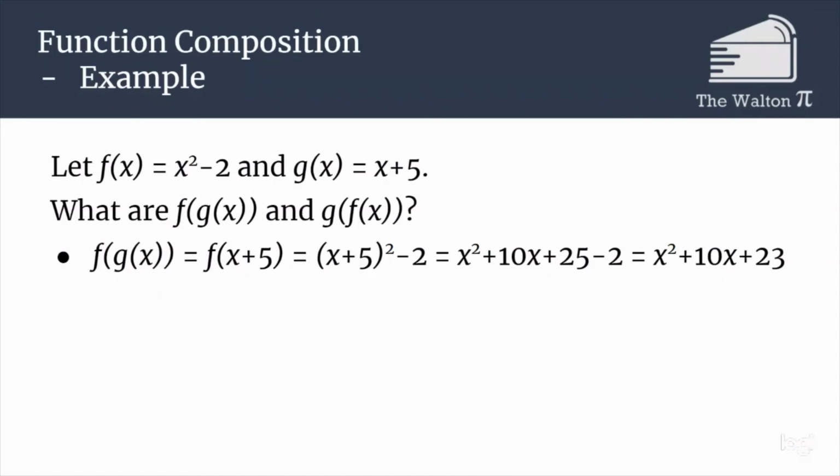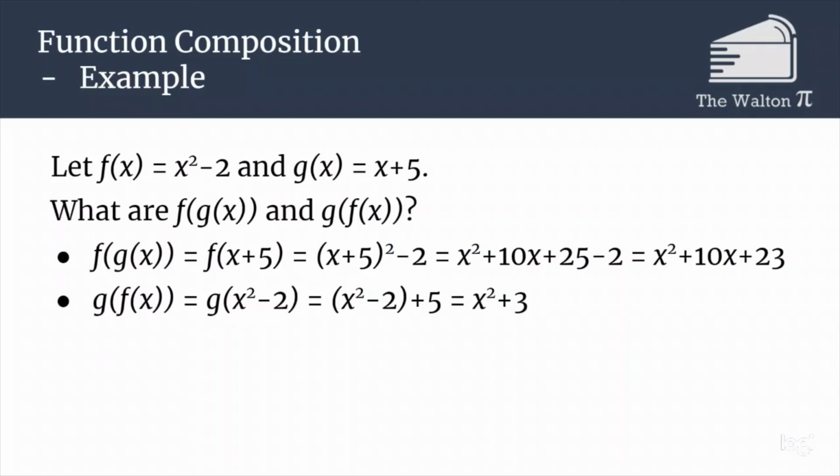Let's now look at what g of f of x is. So again, we're going to replace the x in g of x with the value of f of x. So that's going to be g of x squared minus 2. Well, plugging in x squared minus 2 for x gives us x squared minus 2 plus 5, which simplifies to be x squared plus 3.